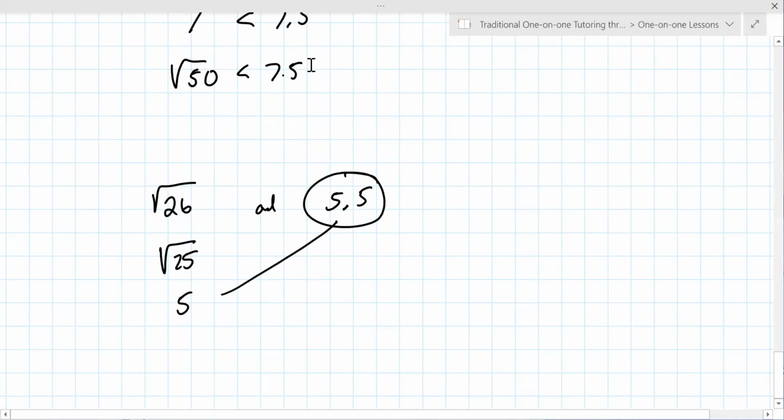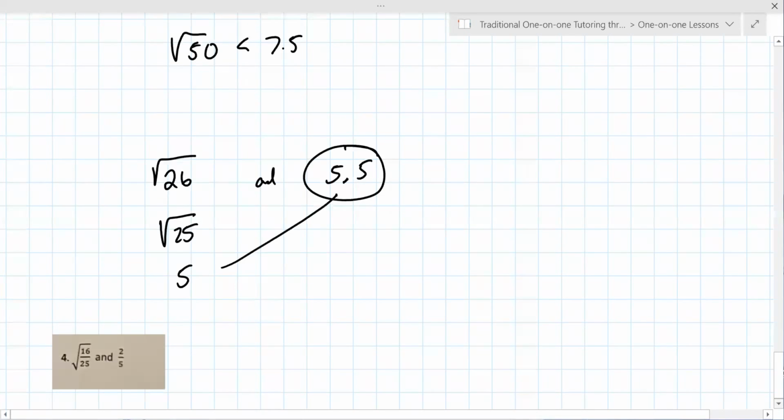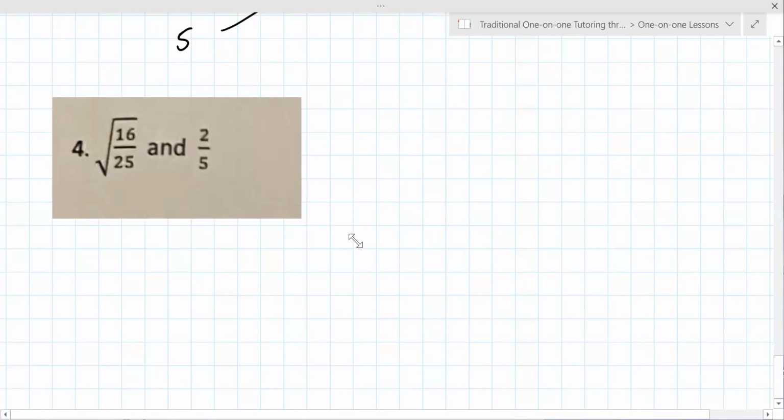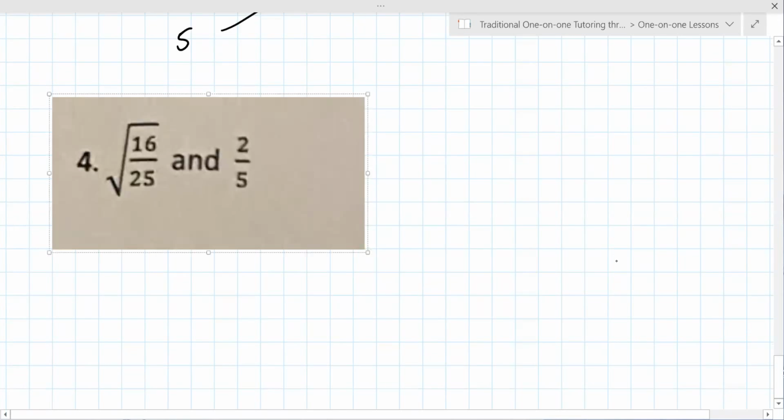Okay, great. All right, so we're up to number 4. Number 4 is kind of one of these odd ones that probably shouldn't be there, but it is. You have to reduce the one on the left. So there's this property that says if you have the square root of A over B, this is the square root of A over the square root of B.